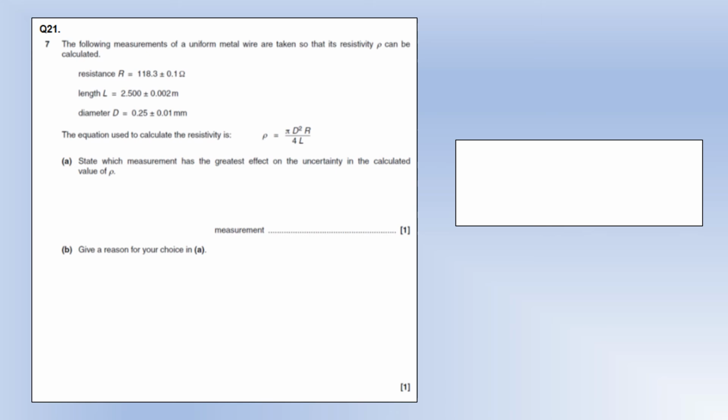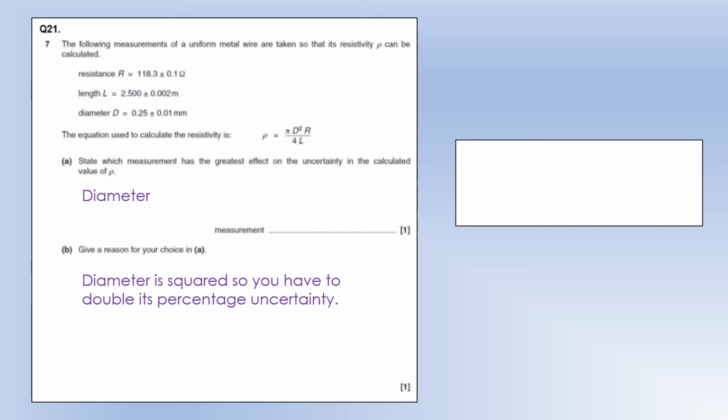So since it says state, this question is clearly not expecting us to do any calculations. So the answer it's looking for is diameter, and the reason being is because diameter gets squared, so you have to double its percentage uncertainty.